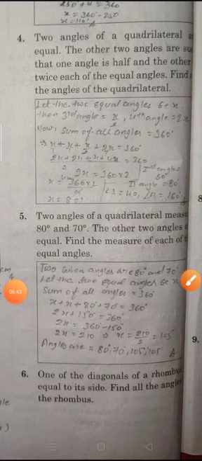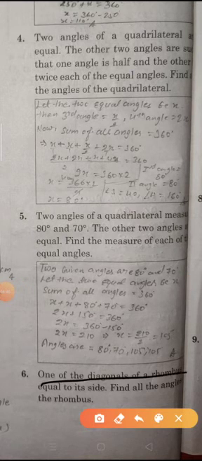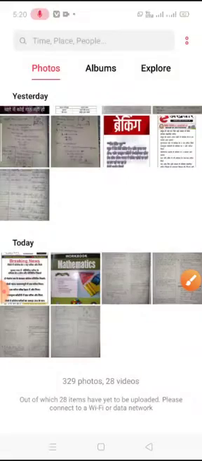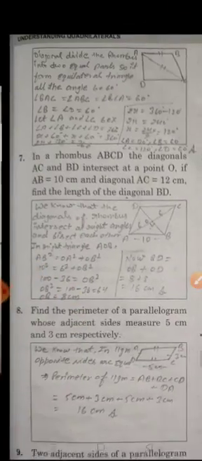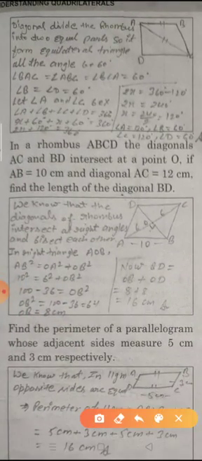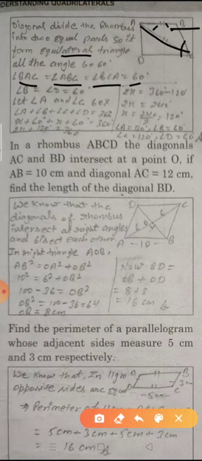Now question number 6. One of the diagonals of a rhombus is equal to its side. Find all the angles of the rhombus. The diagonal divides the rhombus into two equal parts, so it forms an equilateral triangle. This is the equilateral triangle. All the angles are 60 degrees, so angle BAC equals angle ABC equals angle BAC equals 60 degrees. So these angles are all equal.